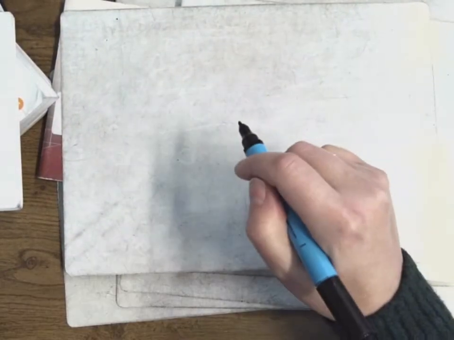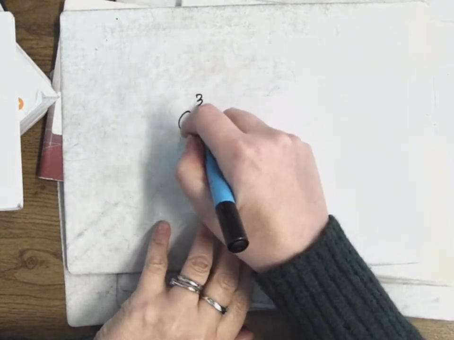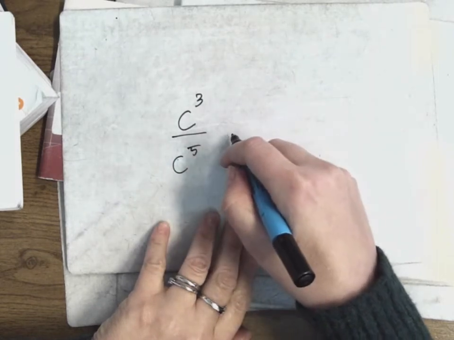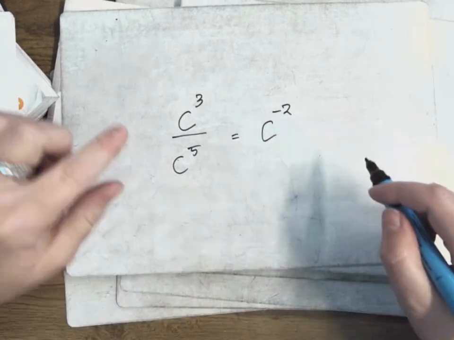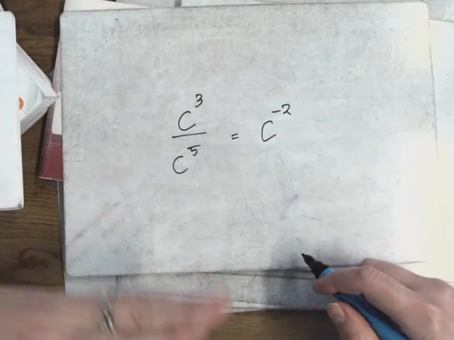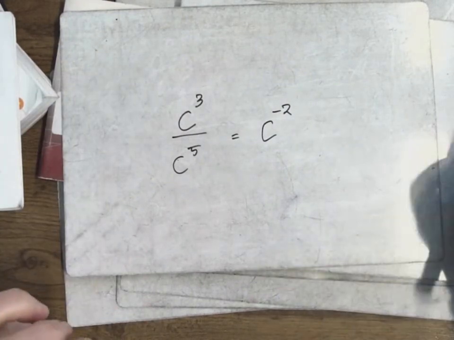So I bet you it makes a lot more sense this time. It always does the second time round. Here you go. C to the power of 3 divided by c to the power of 5. What's the answer? C to the power of minus 2. It's always the top take away the bottom. Common mistake people make, big number take away small number. But it's not. It's top take away the bottom. Right? Are we okay with that?